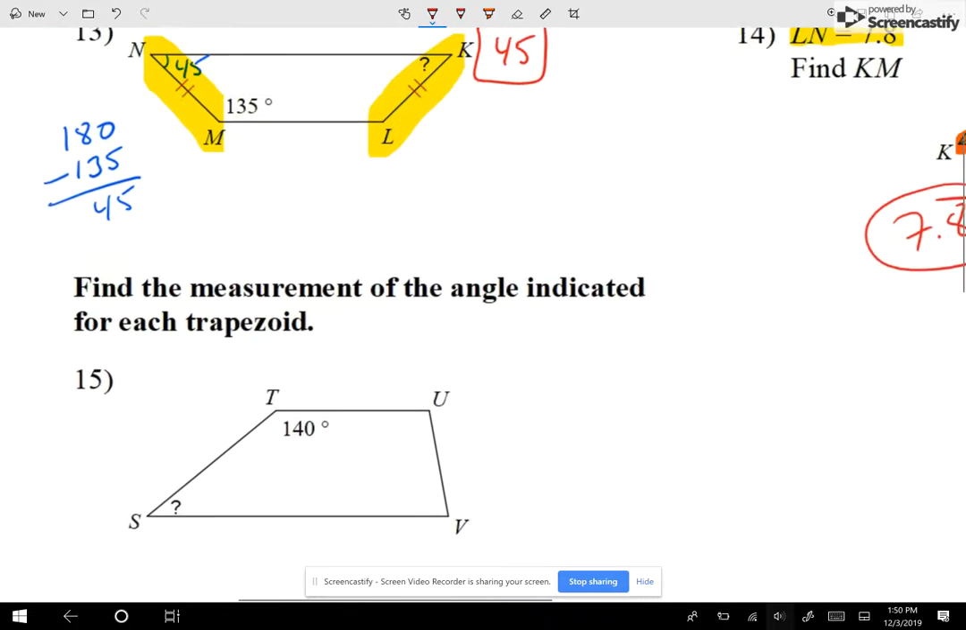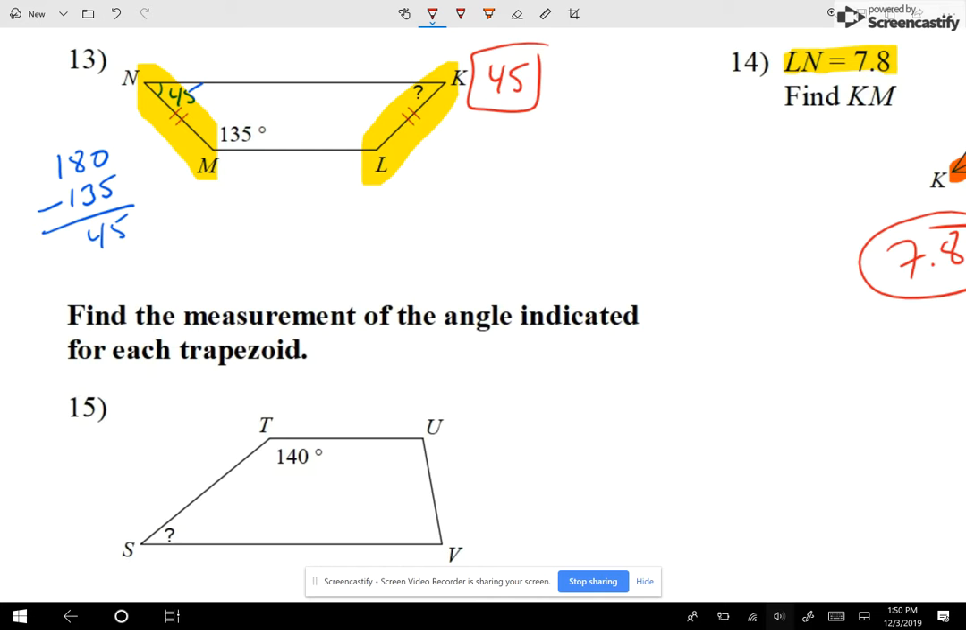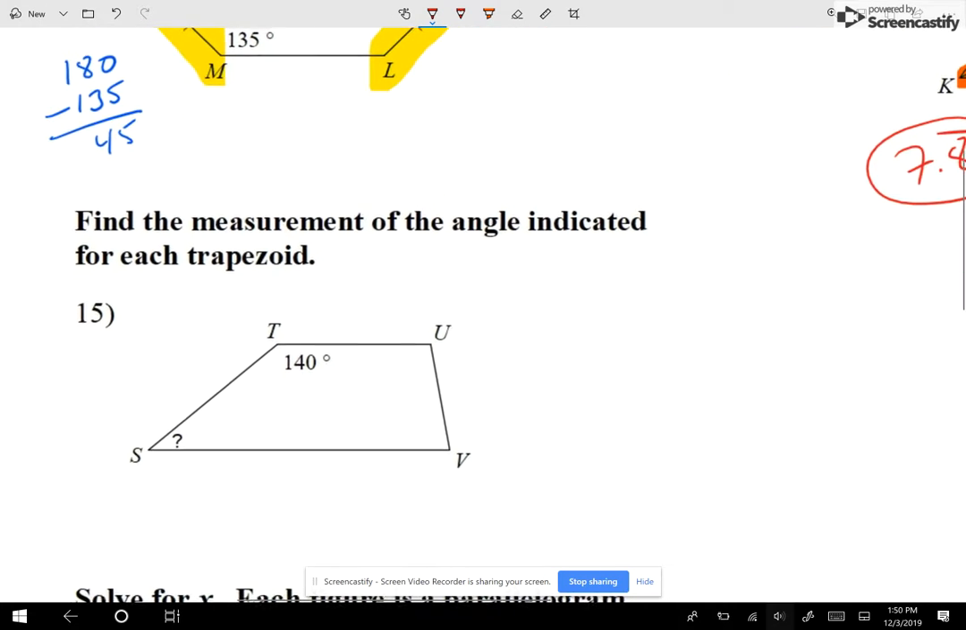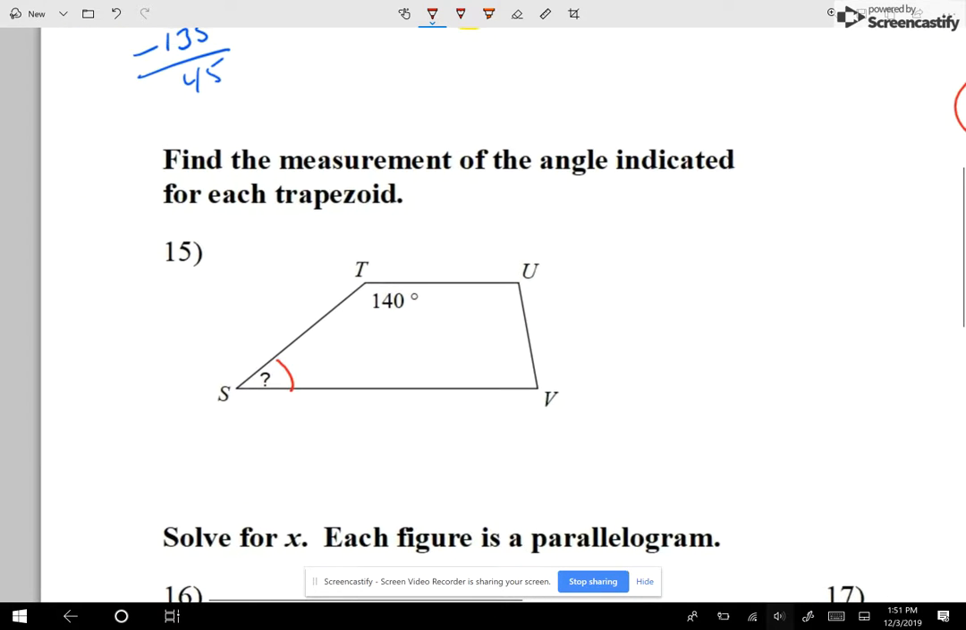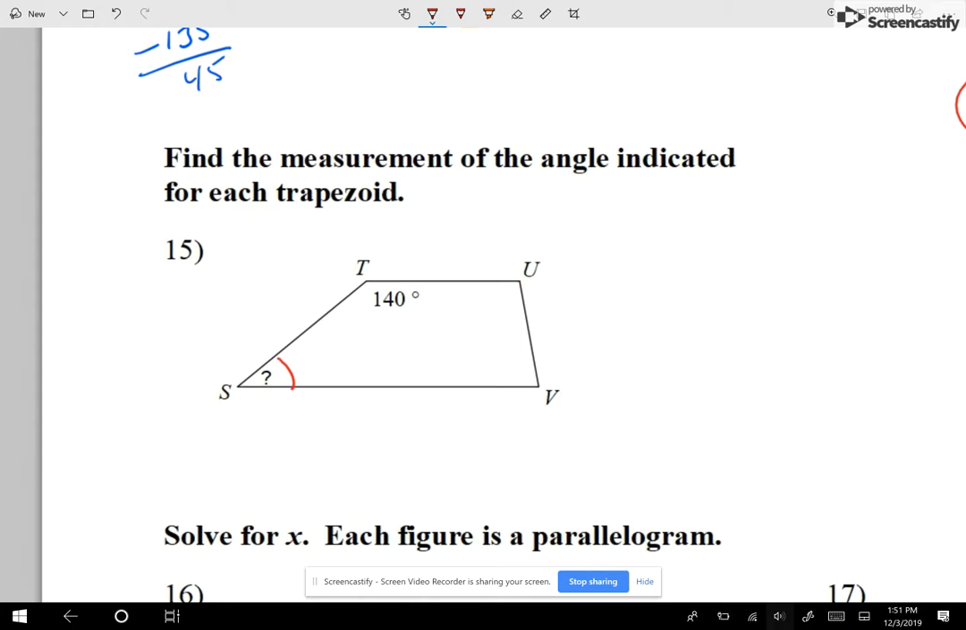Now, question number 15. I know in 13 I was dealing with an isosceles trapezoid. Now 15 is not going to be isosceles. The two angles on the left, they have to add up to 180. And I have to solve for this one. It says find the measure of the angle indicated for each trapezoid. These two angles, 140 and angle S, those two angles add up to 180. So for me to find out how much angle S is, I'm just going to go 180 minus 140. That angle is 40 degrees. Remember, the two angles have to add up to 180.